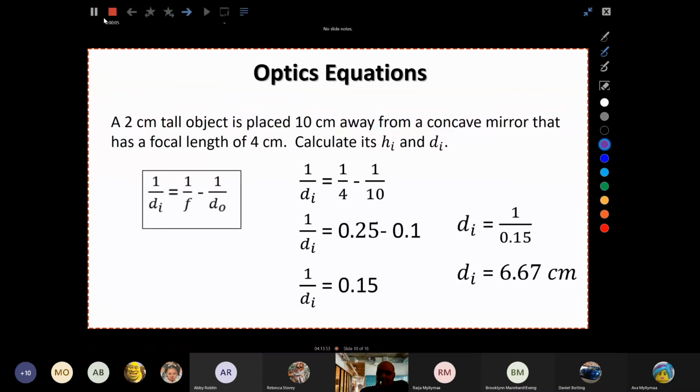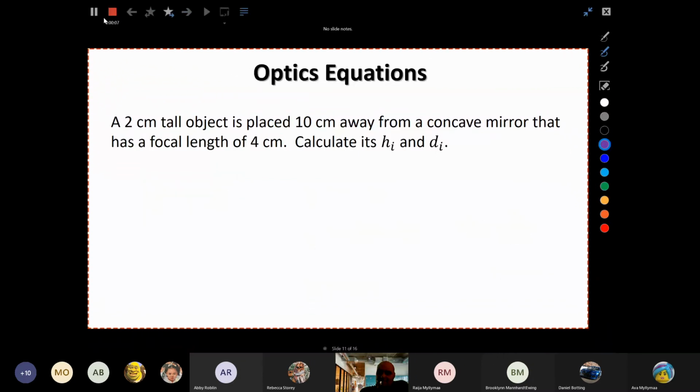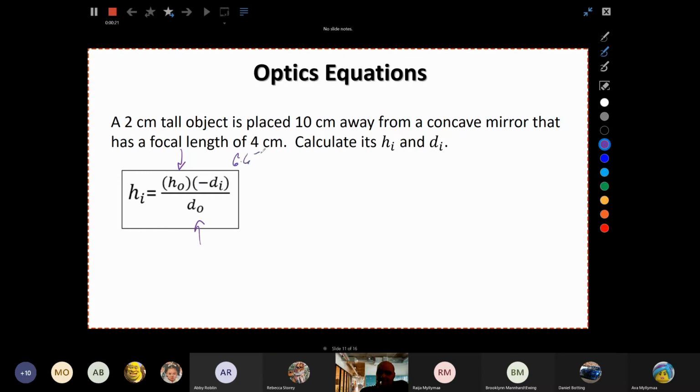Okay. Now we've seen that a bunch of times. Sorry, this was a slide I missed. So the next thing you've got to do is calculate the height of the image. We need this formula. We already are given two of the numbers, the ho and the do. And from the last question, we just calculated di to be 6.67. There is a negative sign we're going to introduce here in a moment, and that's fine.